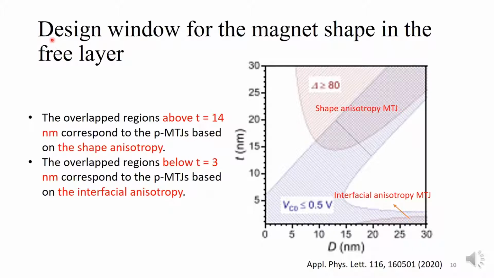And this is the design window for the magnet shape in the free layer. The red part means the thermal stability factor is larger than 80, and the blue part means the critical switching voltage is smaller than 0.5, and the overlap region is the region that can achieve highly reliable and low power STT-MTJ. From this figure, we can find that the shape anisotropy MTJ size can be smaller than the interfacial anisotropy MTJ.